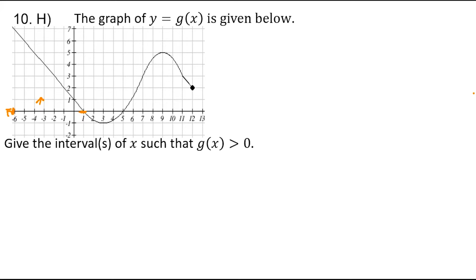Okay, and then from here up to this point here, everything is above the x-axis. So those are the only two sections or intervals that will give us a value where g of x is going to be greater than 0. So let's see what this is, and we'll put this in interval notation.